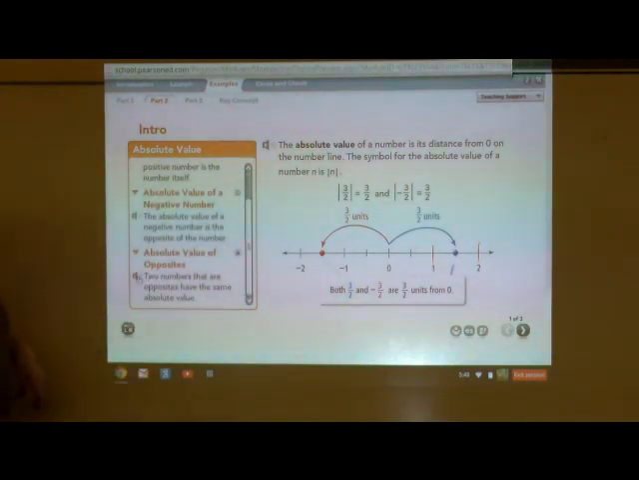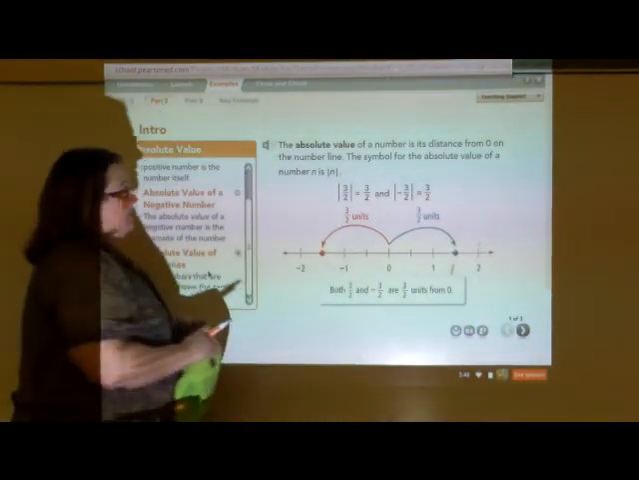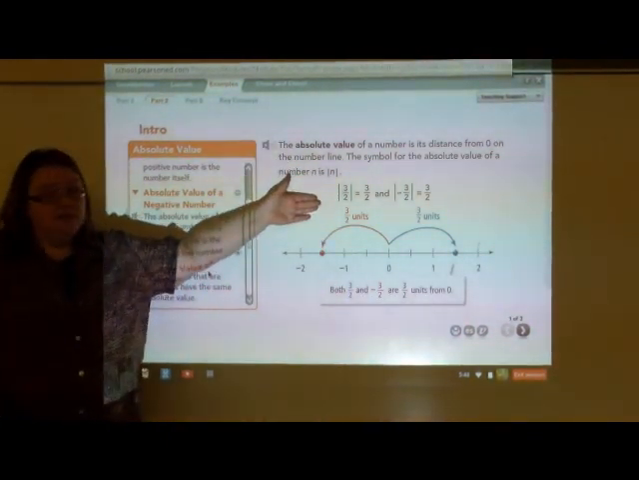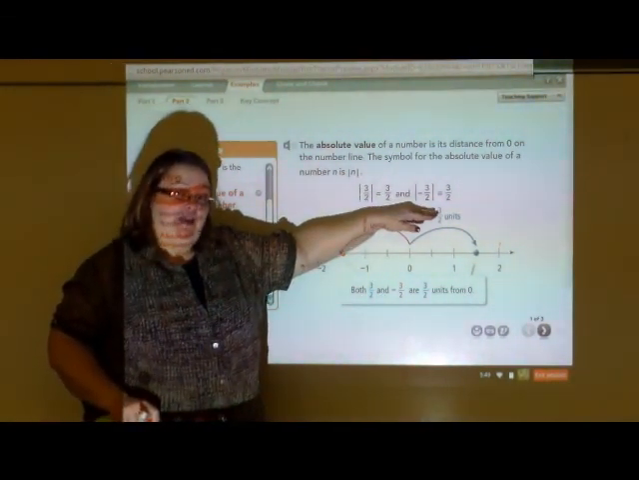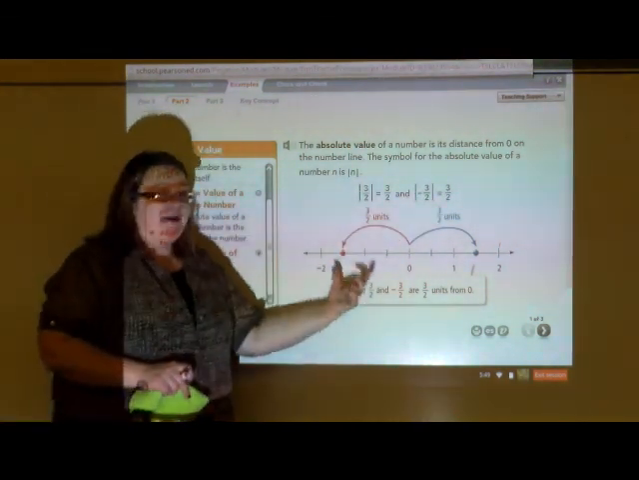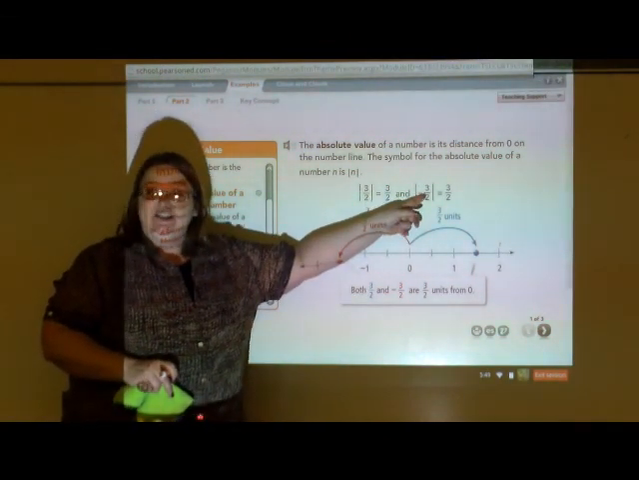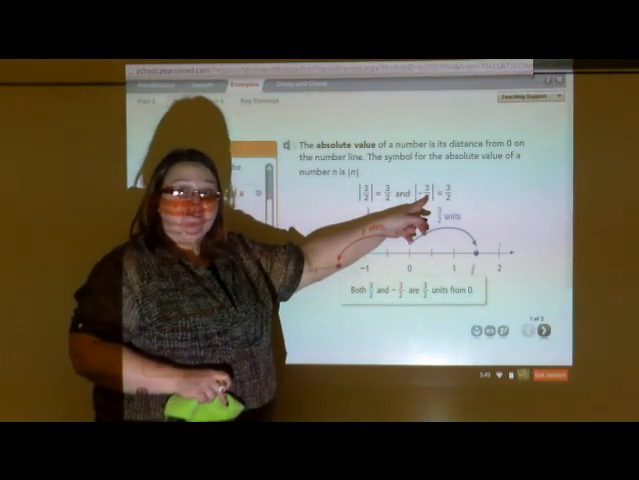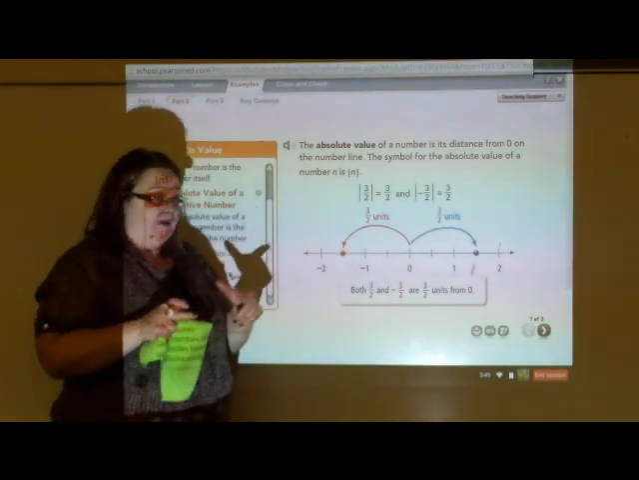Two numbers that are opposites have the same absolute value. So what he's saying is if I have 3 halves, the absolute value is going to be 3 halves. If I have -3 halves, the absolute value is still 3 halves. That's because I'm only talking about how far from 0. Again, the negative only tells me the direction. This just tells me that I'm 3 halves to the left of 0. This just tells me I'm 3 halves units away.